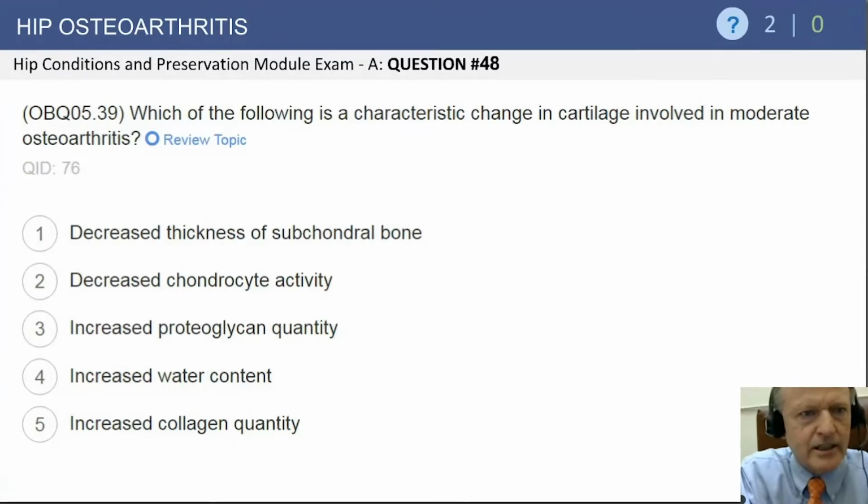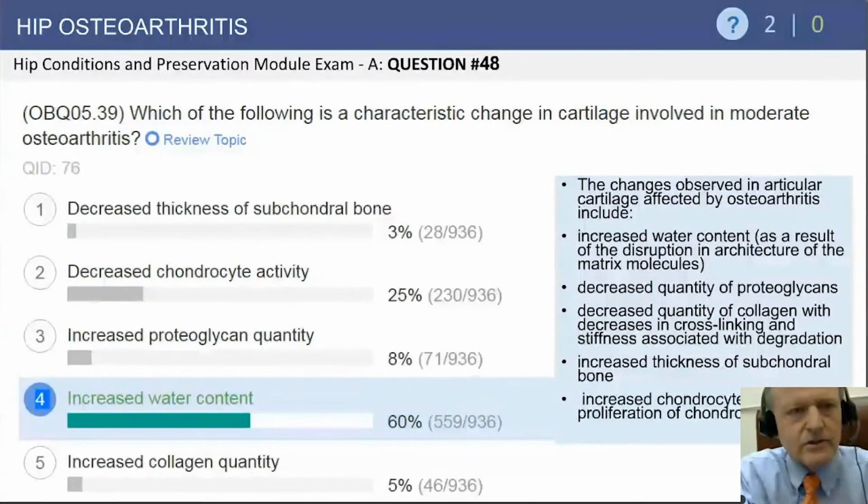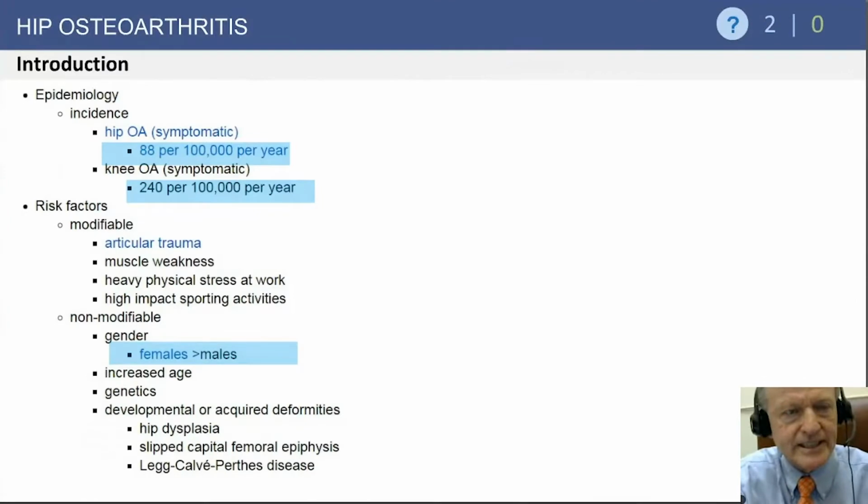And so the correct answer is a little paradoxical, but you actually increase water content in moderate osteoarthritis because of some of the disruption of the cartilage matrix. I think everybody probably understood that. The other things that you see are that you actually increase chondrocyte activity in moderate osteoarthritis, which is another thing that doesn't make perfect sense. The other three, I think you all are well aware of and make perfect sense.